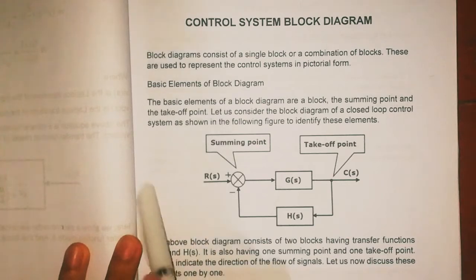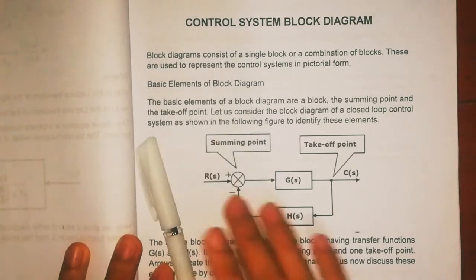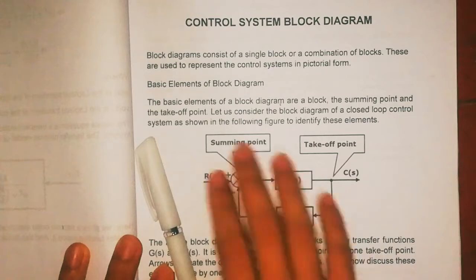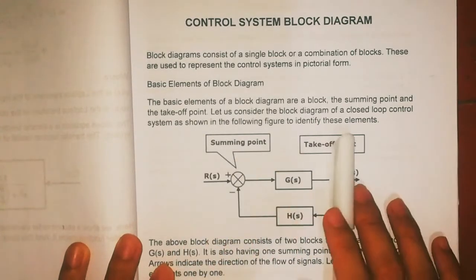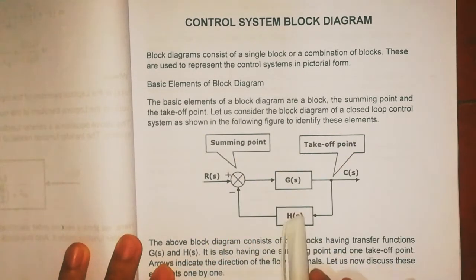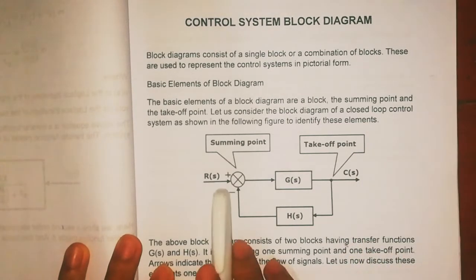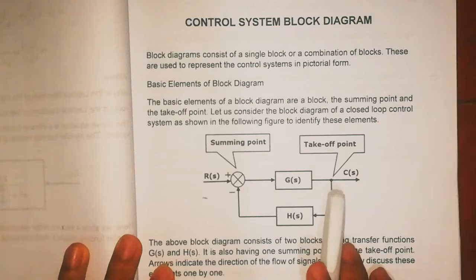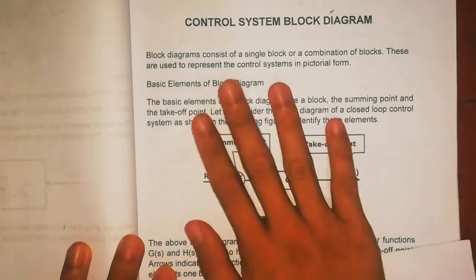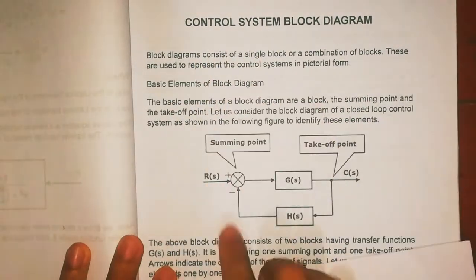So, i-discuss natin yung basic elements ng block diagram. So, the basic elements of block diagram are block, the summing point and the takeoff point. So, ito yung summing point. And ito yung takeoff point. So, sa summing point, may makikita kang plus minus.